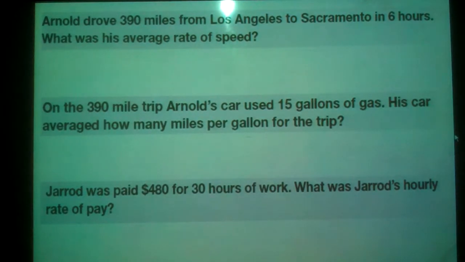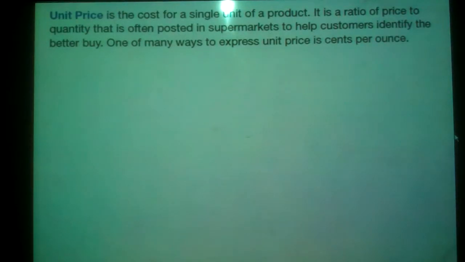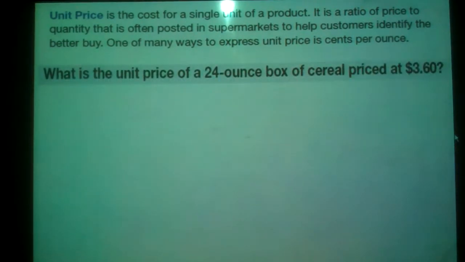So there's $16 per hour. Alright. Unit price is the cost for a single unit of a product. It is a ratio of price to quantity that is often posted in supermarkets to help customers identify the better buy. One of many ways to express unit price is cents per ounce. Okay? So this is something you can use to figure out what's the better buy when you're comparing different brands of something, let's say cereal, like they are in this one.